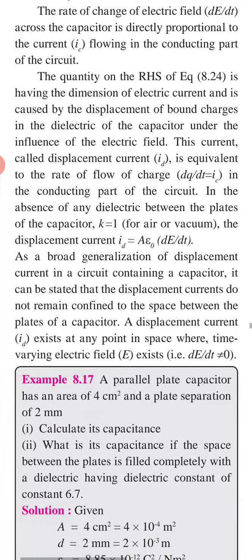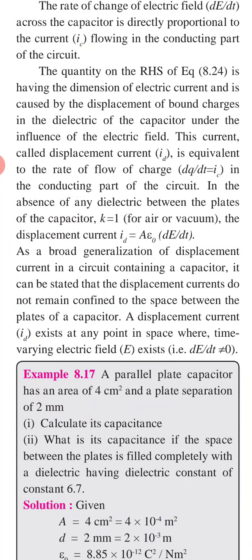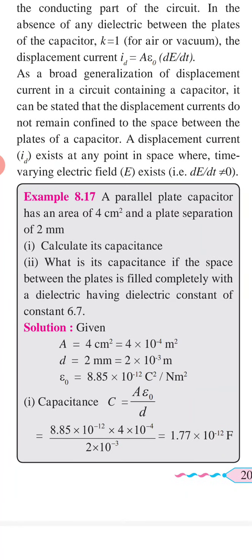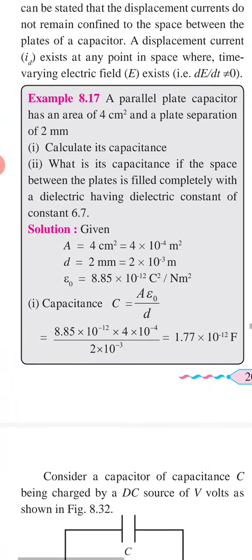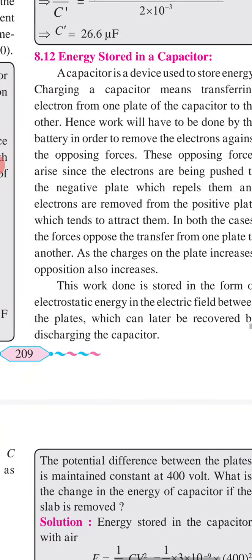As a broad generalization of displacement current in a circuit containing a capacitor, it can be stated that displacement currents do not remain confined to the space between the plates of a capacitor. A displacement current ID exists at any point in space where a time varying electric field E exists, that is, dE upon dt is not zero. Then, energy stored in a capacitor.